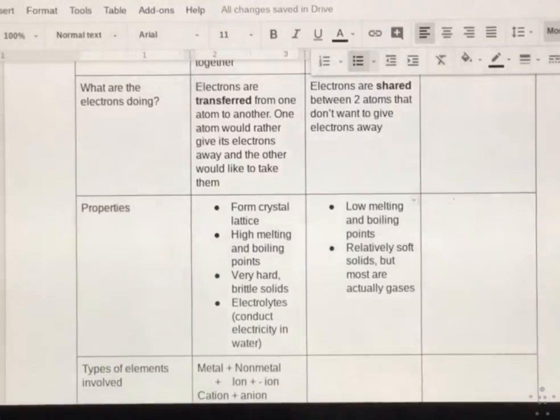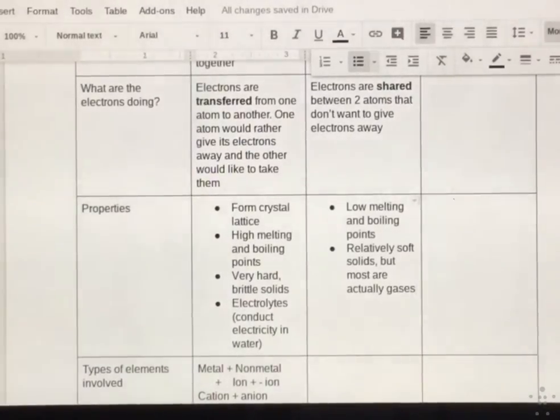Now another way we can compare covalent and ionic compounds is by their properties. Now we looked at the properties of ionic compounds before, so our new information is here at our covalent compounds. So covalent compounds have pretty low, especially when compared to ionic compounds, pretty low melting and boiling points. Also, if they actually form solids, those solids tend to be relatively soft, but actually most covalent compounds are gases.